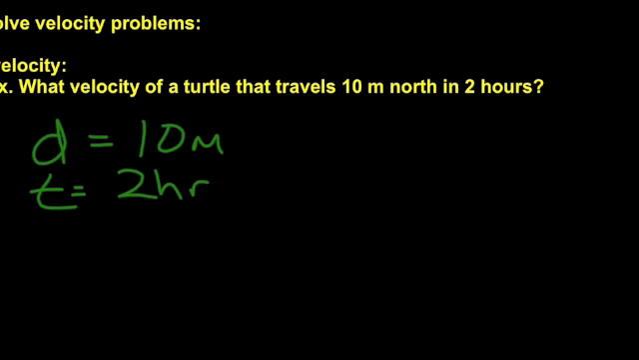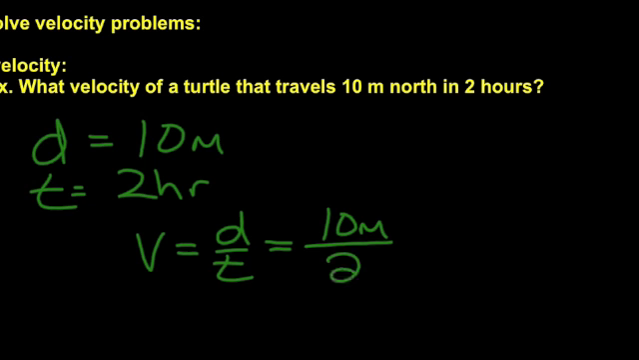When we figure out velocity, the formula is velocity equals distance divided by time. Putting our known data into our formula, we end up with 10 meters divided by 2 hours. And doing the math out, we get 5 meters per hour.